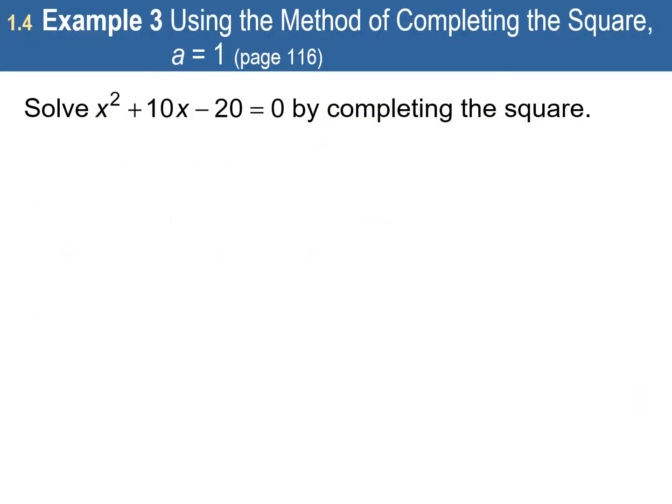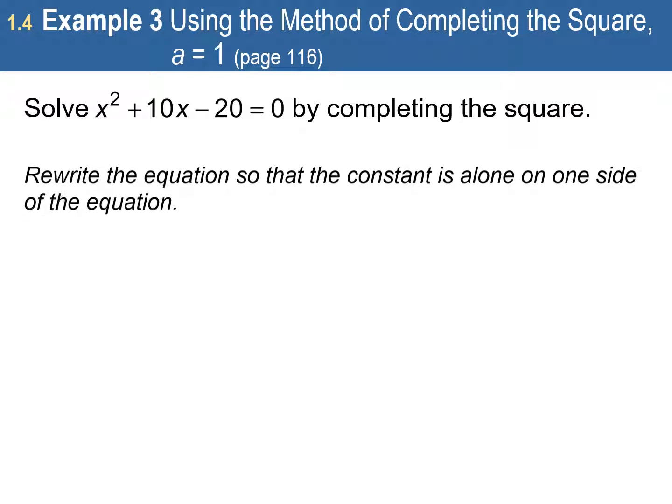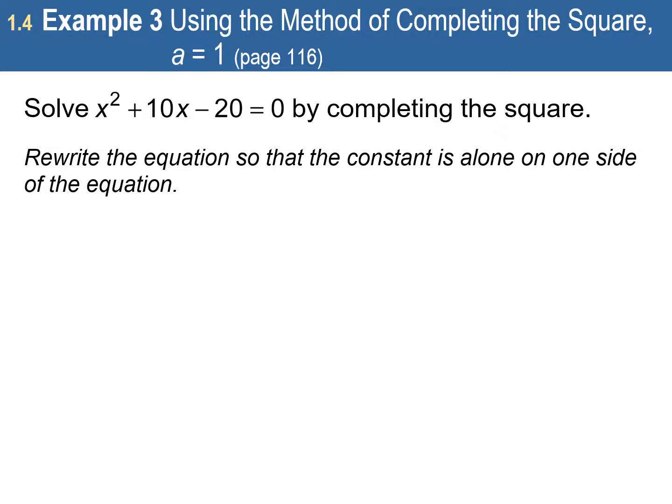So let's solve x squared plus 10x minus 20 is equal to 0. The coefficient of the x squared term is already 1. So we're going to put the 20 on the other side, getting the constant on the right side of the equation. And now we're going to focus on completing the square of the x squared plus 10x.